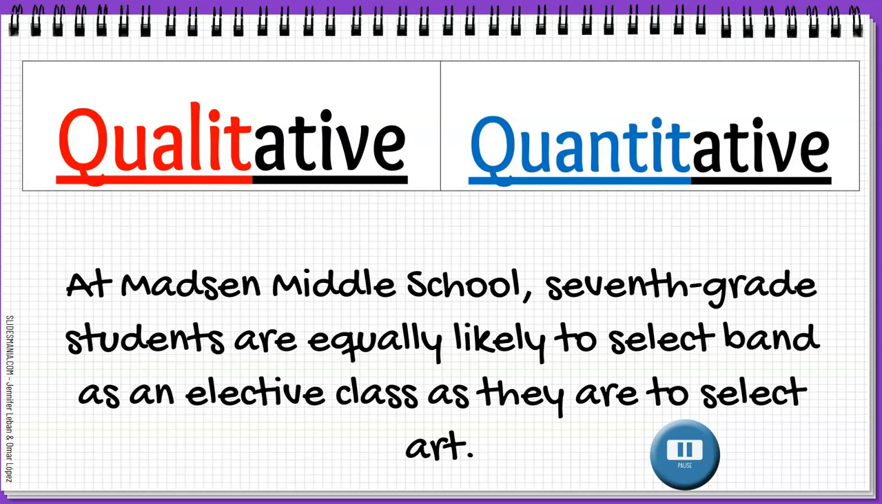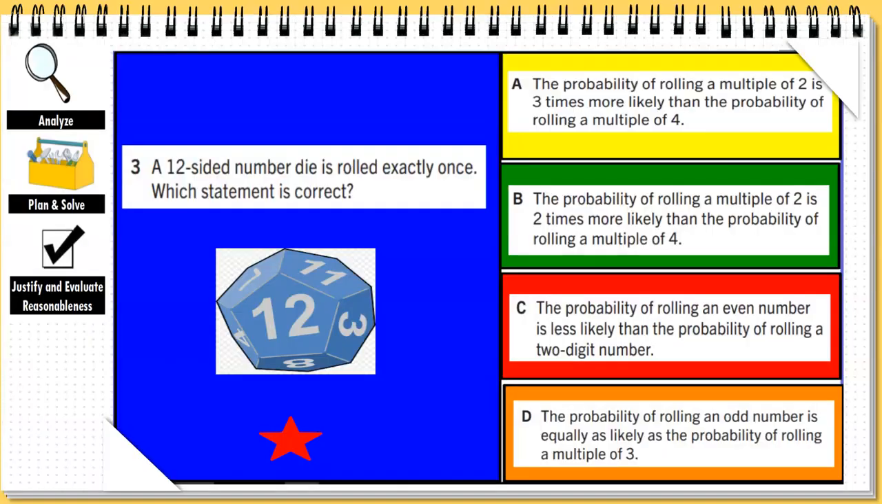All right, at Madison Middle School, 7th grade students are equally likely to select band as an elective as they are to select art. Pause and choose. Drum roll. The answer is, this is qualitative. It says equally likely. It doesn't give us an actual quantity, so it's a qualitative statement.